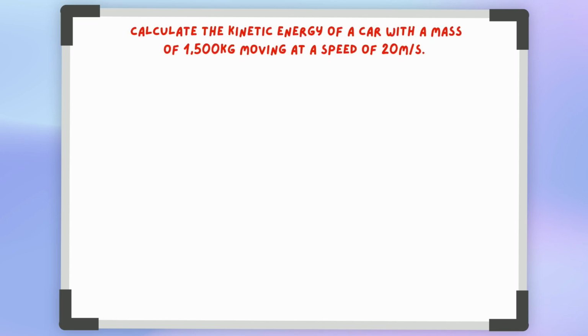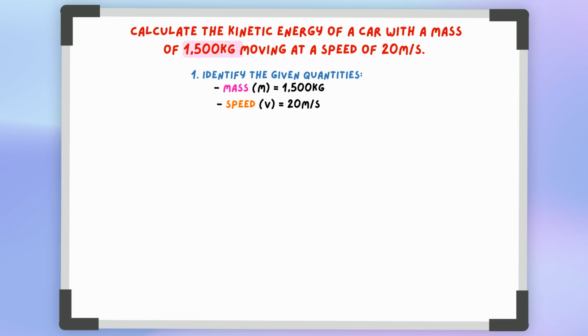Let's look at another example. Calculate the kinetic energy of a car with a mass of 1,500 kilograms, moving at a speed of 20 meters per second. First, identify the given quantities. The car has a mass of 1,500 kilograms and speed of 20 meters per second.